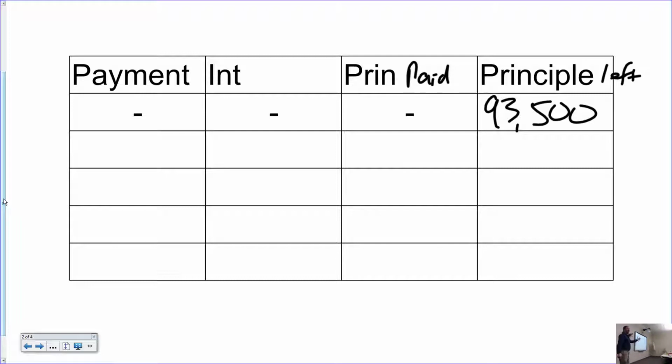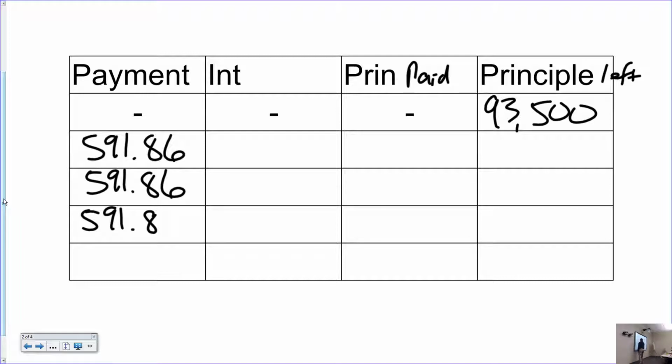So, what are our payments? $591.86. And if I didn't say you were doing anything funky, how much did you pay the next month? $591.86. Good. Don't piss away easy points. If the monthly payment's $591.86, for God's sakes, pay $591.86 each month. Take your points and run.